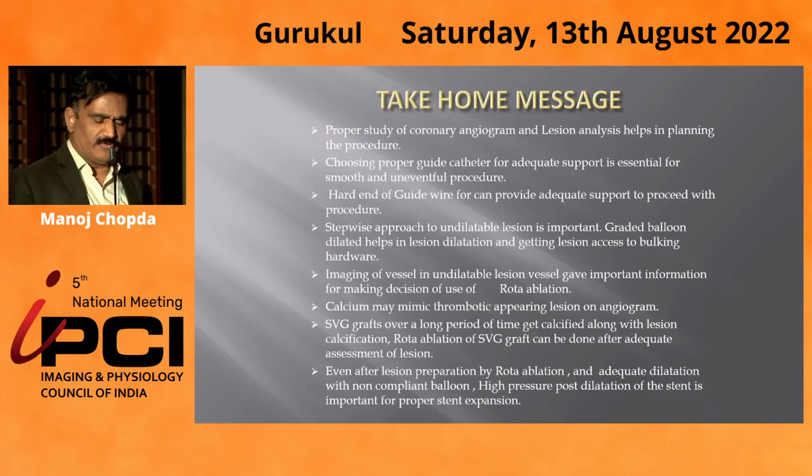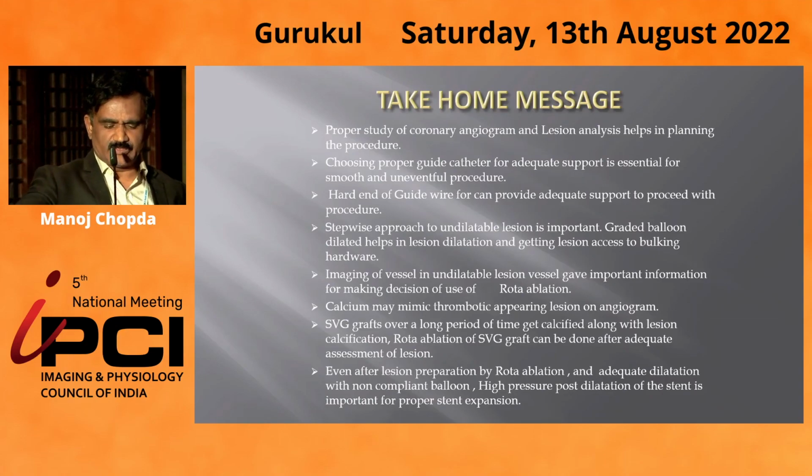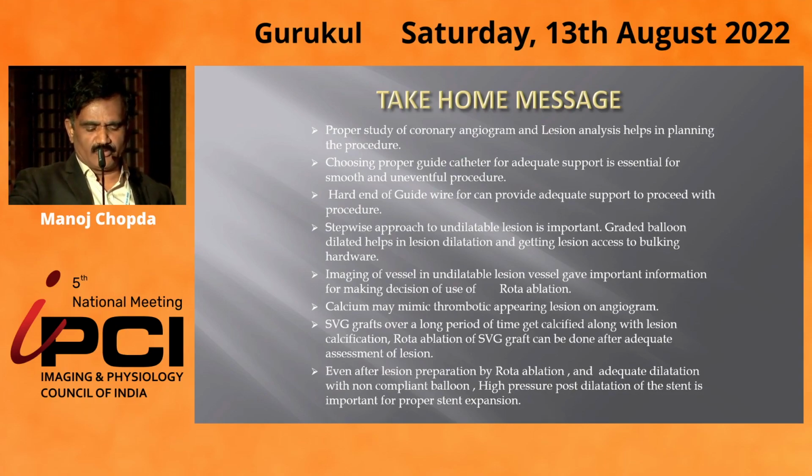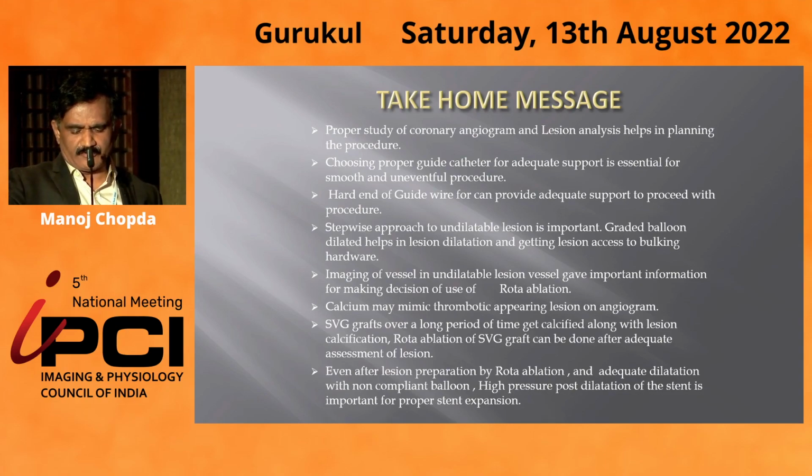So basically, whenever we take a patient with SVG graft, I think the lesion analysis becomes important in planning the procedure. Proper guide catheter selection with adequate support is essential for a smooth and uneventful procedure. Here, the hard end of the guide wire, we could use it to get adequate support and catheterize the SVG graft. And as it was an undilatable lesion, it was important that graded balloon dilatation should be done. Here the IVUS really helped us in planning the lesion modification with rotablator.